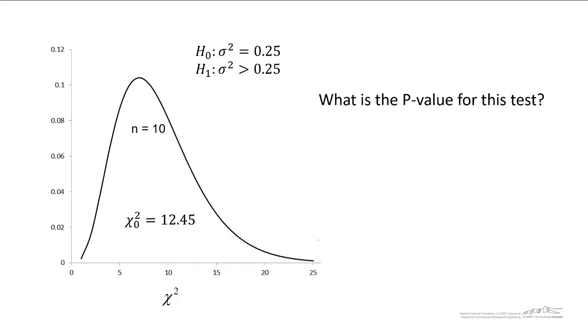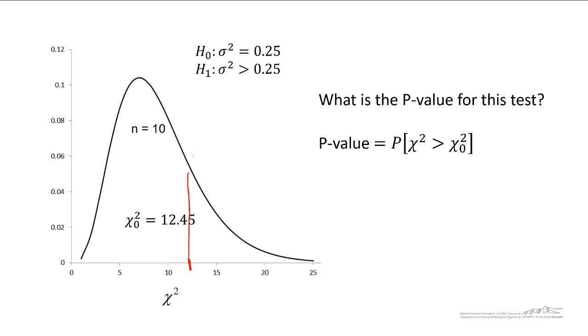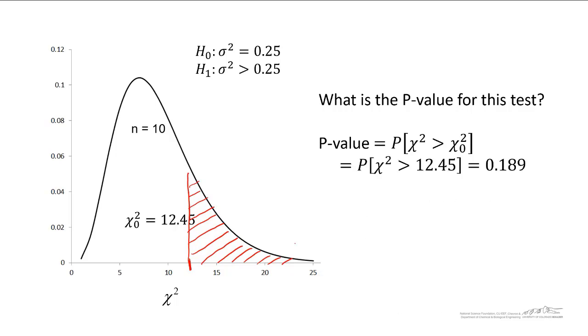Now let's compute a p-value for this test, because a more common way to perform these hypothesis tests is to calculate a p-value. The p-value is just the probability that the distribution is above your test statistic. So again, our test statistic is there, about 12.45. The p-value is just the proportion of the distribution above your test statistic, and so that area is the p-value. We can do this in Excel using the chi-squared.dist.rt function, and we put in 12.45 with 9 degrees of freedom, and we get that the p-value is 0.189.